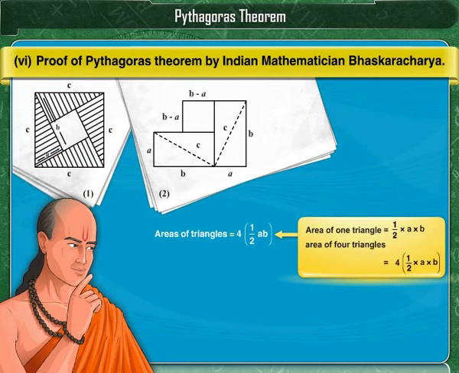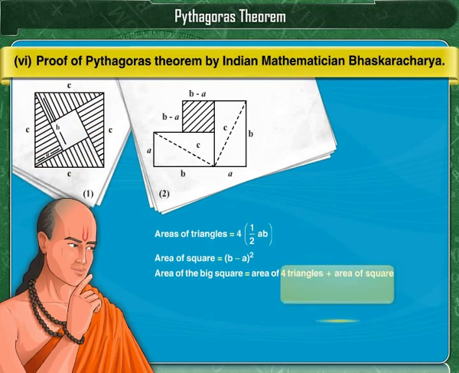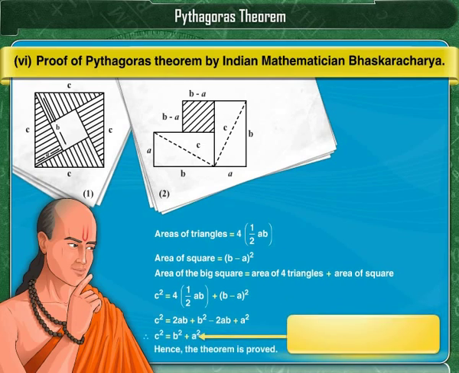Areas of these 4 right-angled triangles with base A and height B are equal to 4 into half AB. Area of the square with side B minus A is equal to (B minus A) squared. Area of the square with side C is equal to the sum of areas of triangles and area of the small square. Thus, C squared is equal to 4 into half AB plus (B minus A) squared. By solving, we get C squared is equal to B squared plus A squared.